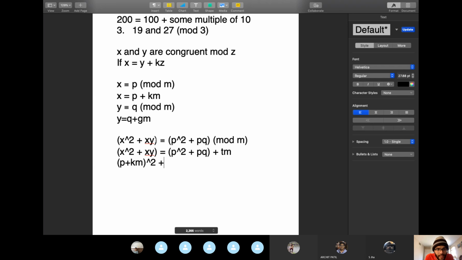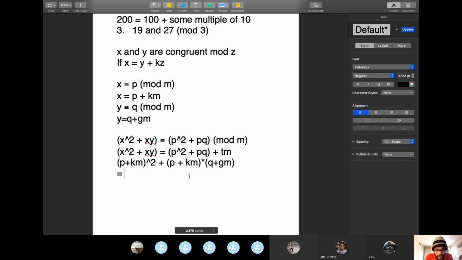y is q plus gm, so x times y becomes p plus km multiplied by q plus gm. I'm sorry if this is looking a little complicated. It is just that there are too many letters here, but don't get confused by the letters. Just look at the terms. There was x squared, there was x, there was y. So I wrote x squared, x and y. This should equal this. Okay, we will look at that later.